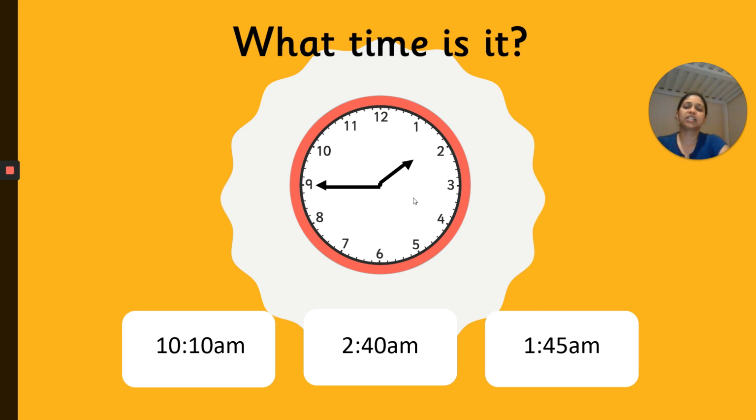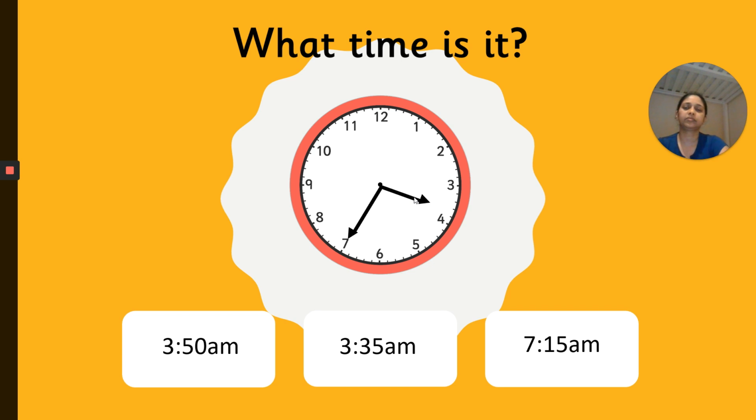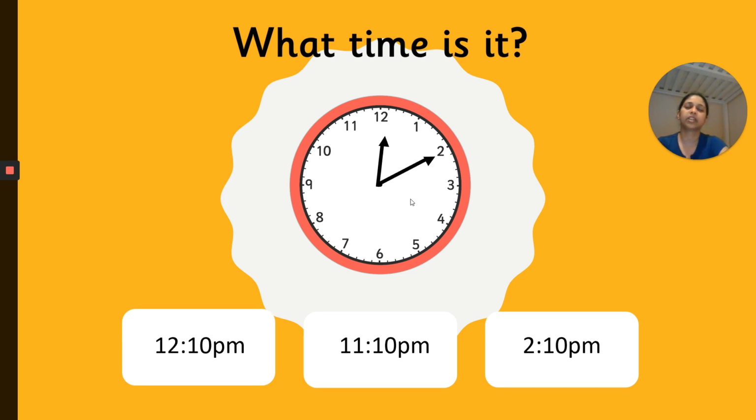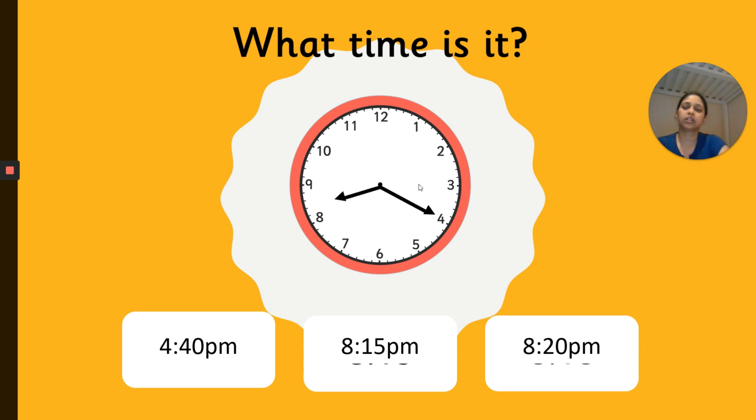Is this one 10:10 a.m., 2:40 a.m. or 1:45 a.m.? Next one, is this one 3:50 a.m., 3:35 a.m. or 7:15 a.m.? The next one, 12:10 p.m., 11:10 p.m. or 2:10 p.m.? Your next one, 4:40 p.m., 8:15 p.m. or 8:20 p.m.?